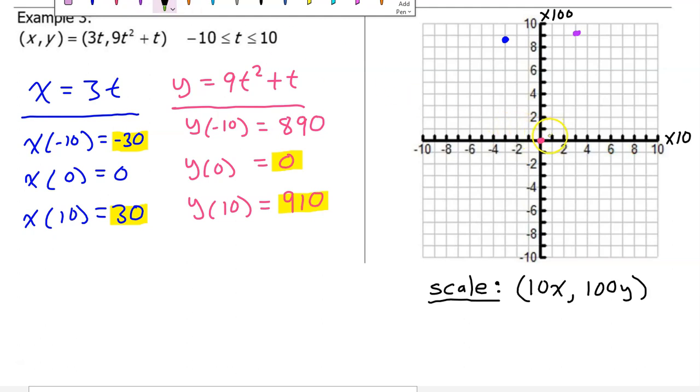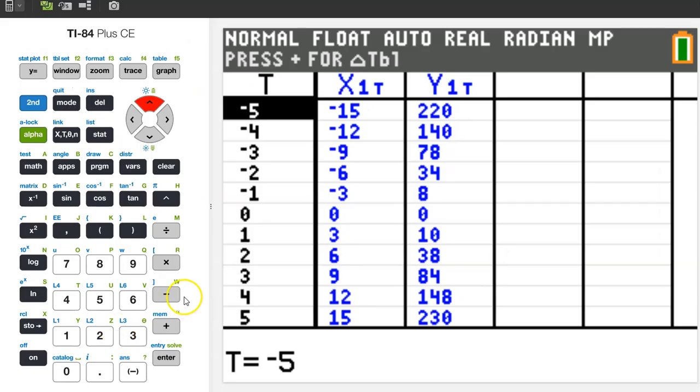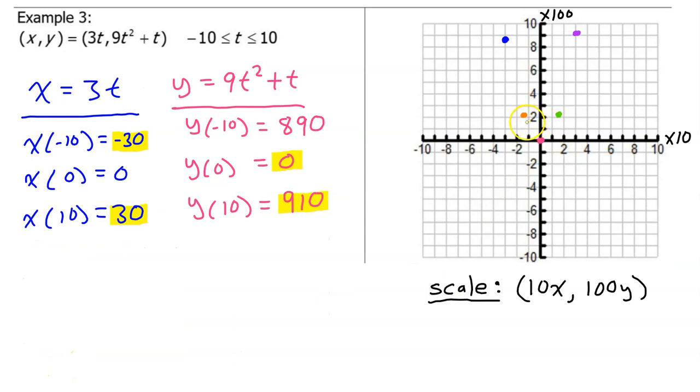So let's do an x value of 15. It's going to be right here. 230 is going to be somewhere about like this. Similarly, when t is negative 5, x is negative 15, and y is 220. That's right about here. So the curve that we are sketching is this parabola.